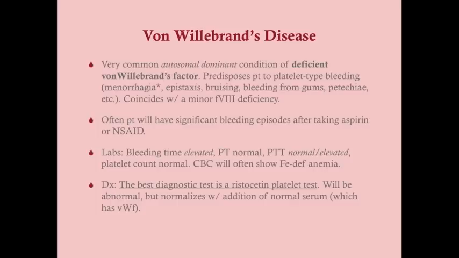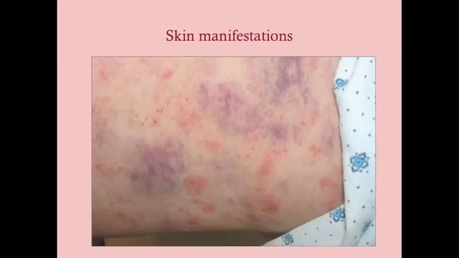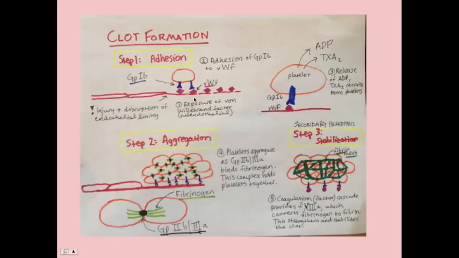stopping of the platelets. Your platelets have to adhere first to your subendothelial lining, and it's von Willebrand's factor that attaches to the GP1B on the platelets. So if you don't have von Willebrand's factor, it's going to be very difficult to have that adhesion. Most patients are deficient, not completely absent, in von Willebrand's factor. So they do get some clot formation, just not sufficient.